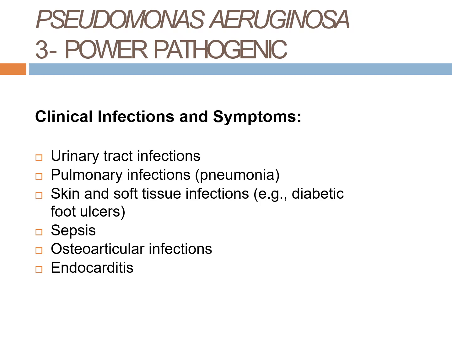Clinically, Pseudomonas can cause a wide range of infections: urinary tract infections, pneumonia, skin and soft tissue infections, especially diabetic foot ulcers, sepsis, bone and joint infections, and even endocarditis.